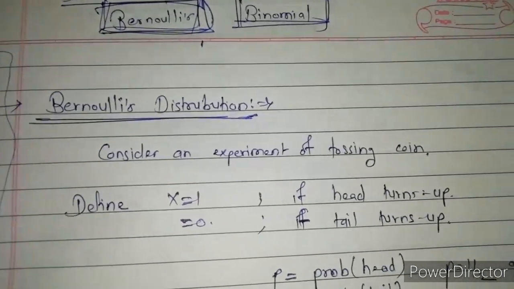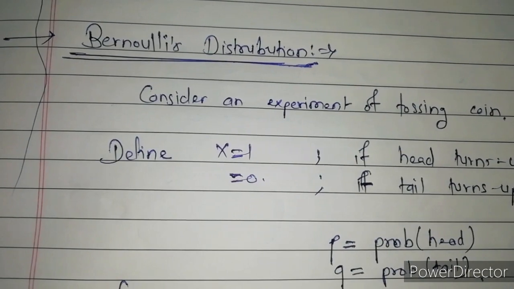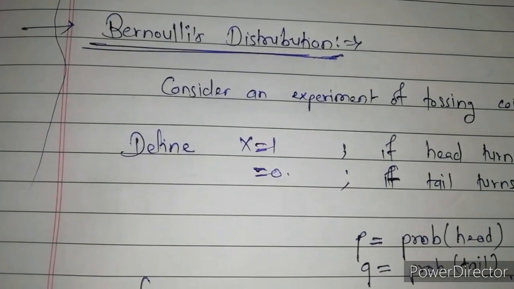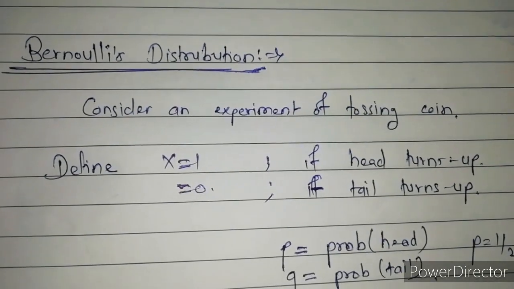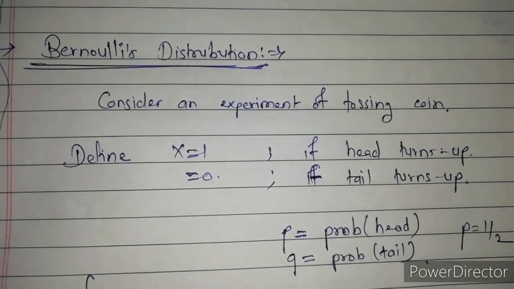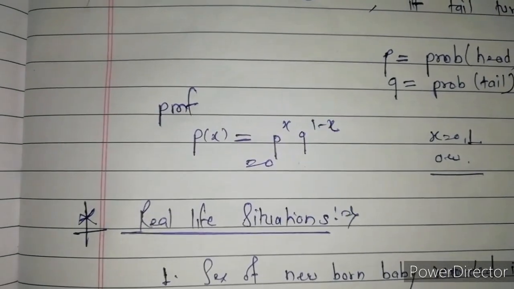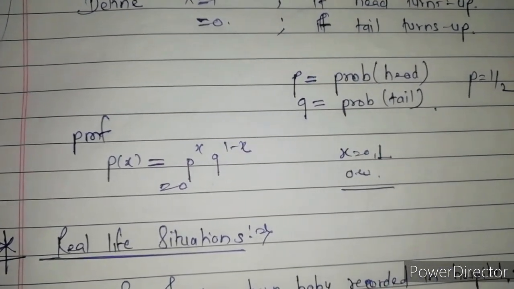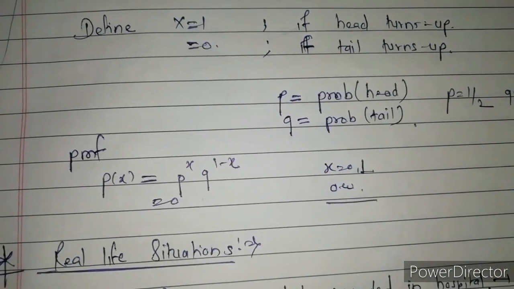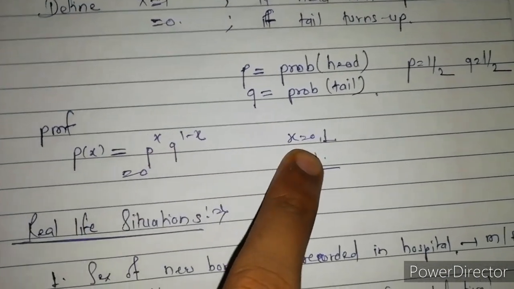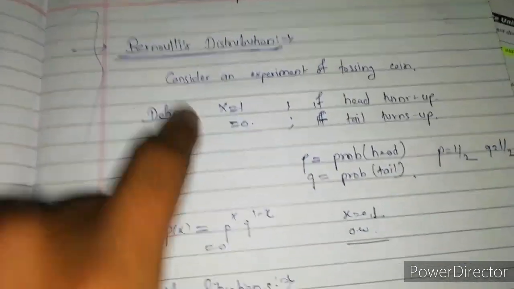When we consider an experiment of tossing a coin, we get a head or a tail. If a head turns up, then we define x equal to 1, and if a tail turns up, then we define x equal to 0. From that we can say that p is the probability of the head and q is the probability of the tail, and you can define the PMF like that: P of x is equal to p raised to x into q raised to 1 minus x, where there are only two values of the random variable, 0 and 1. So this is the simplest discrete distribution.